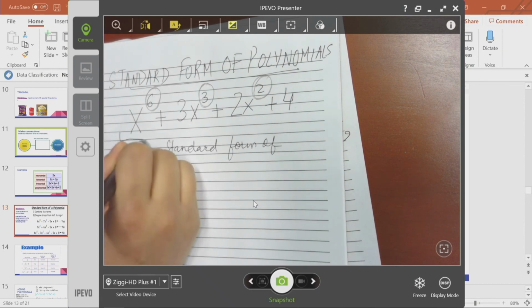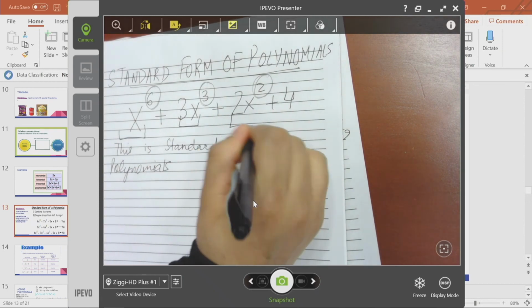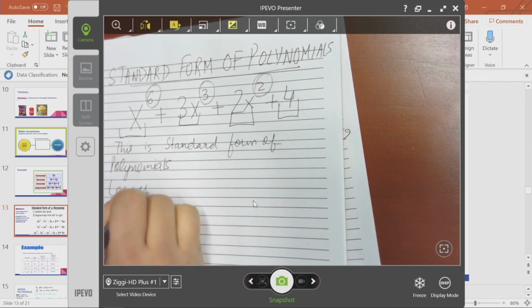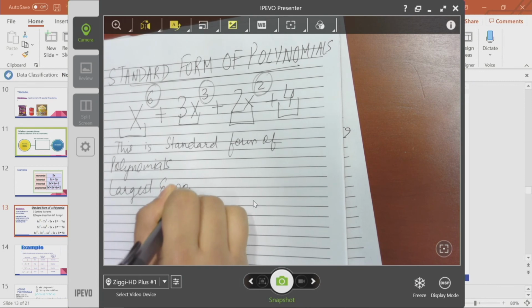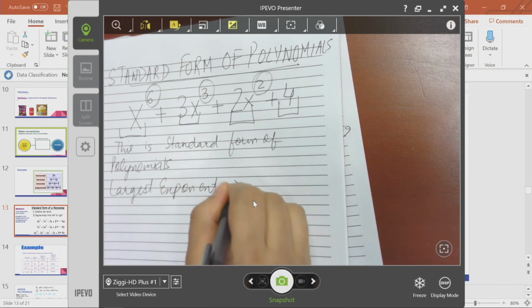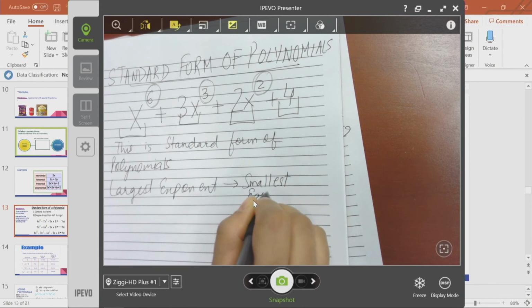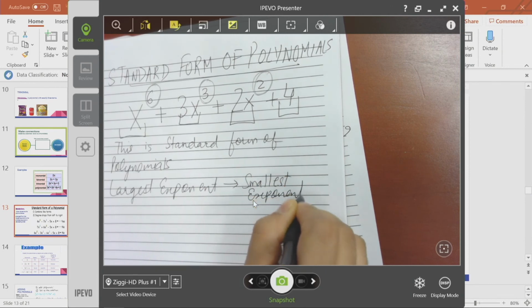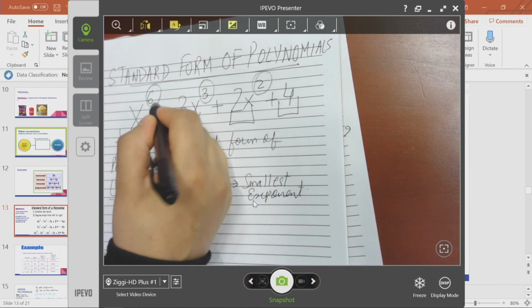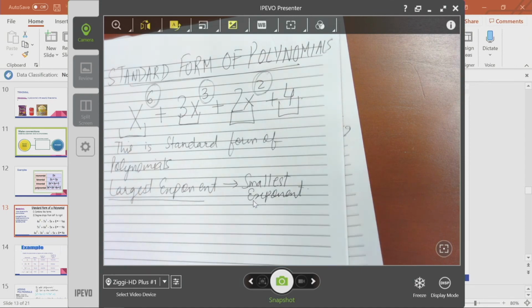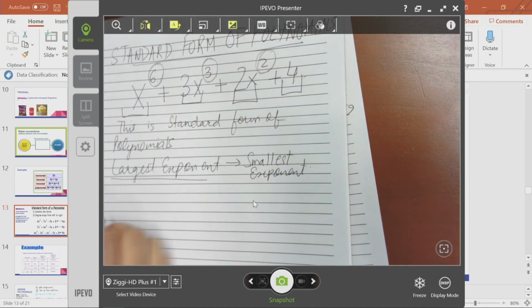Let's check. We have 1 term, 2 terms, 3 terms, 4 terms. Yes, it's a polynomial. And then we will check whether it is in standard form or not. So it should go from largest exponent to smallest exponent. So we started with 6, then we went down to 3, then we went down to 2, and then we have nothing. Let's take another example.